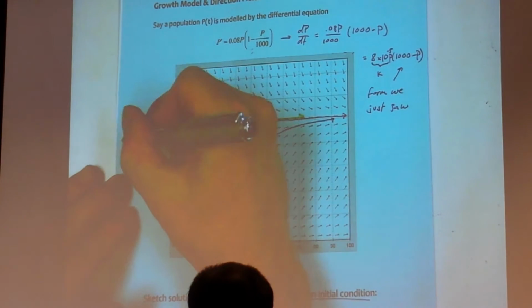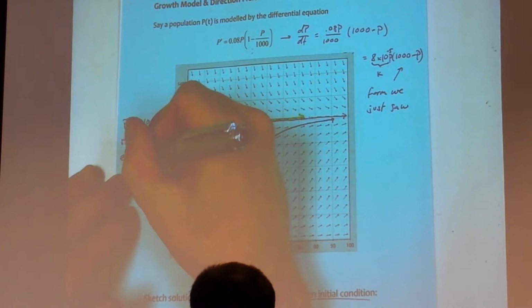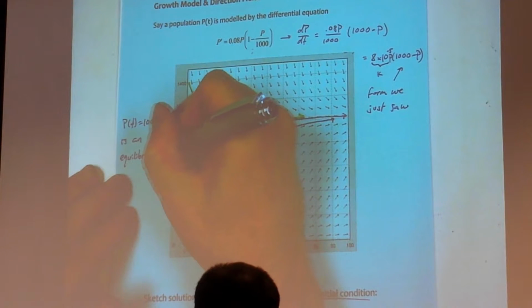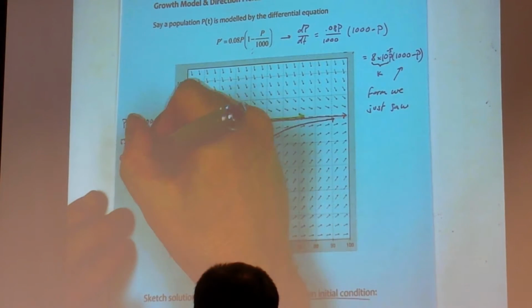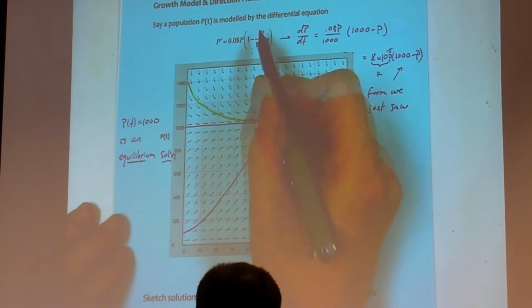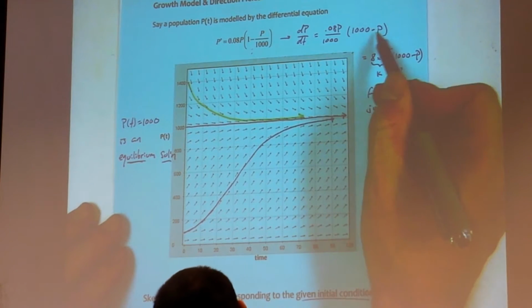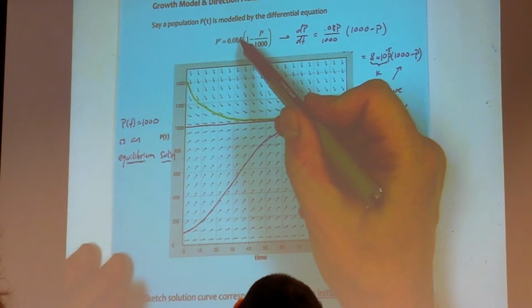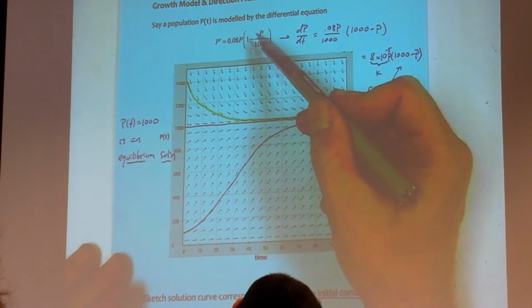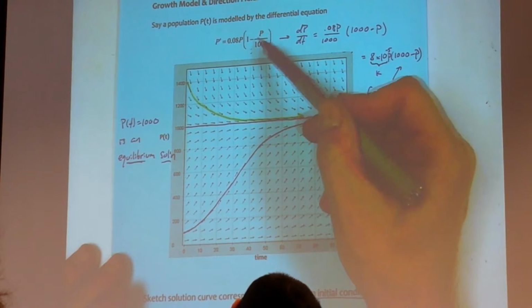That's called an equilibrium solution, because if it ever hits 1,000, then the growth rate dP/dt is just 0. If I put P equals 1,000, we get 0 growth. So flat lines. Are there any other equilibrium solutions? 0? Yeah. If P is equal to 0 in this equation, you get 0 times 1 minus 0 over 1,000. You'd still get 0.